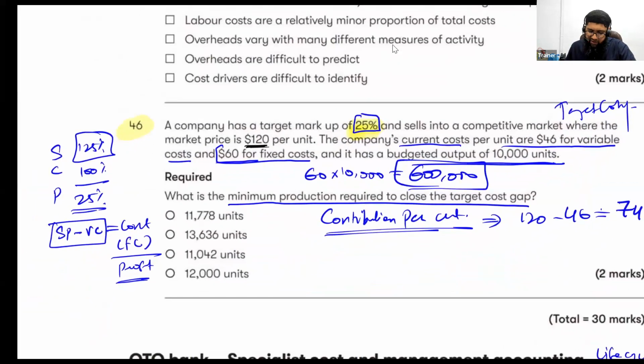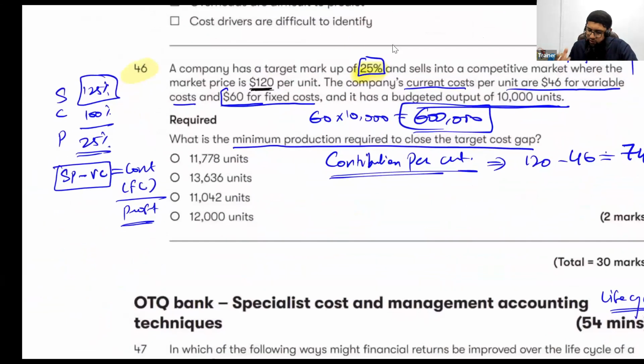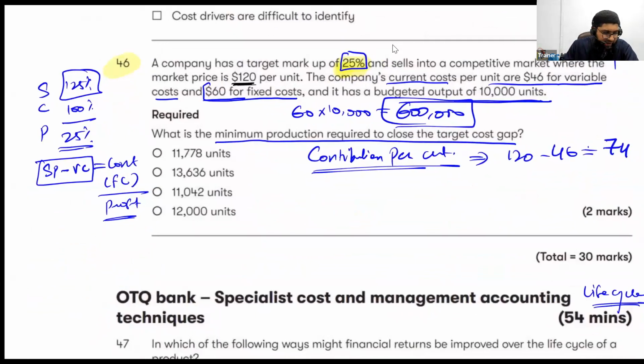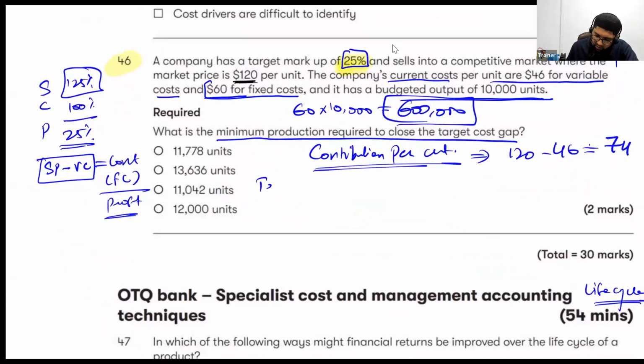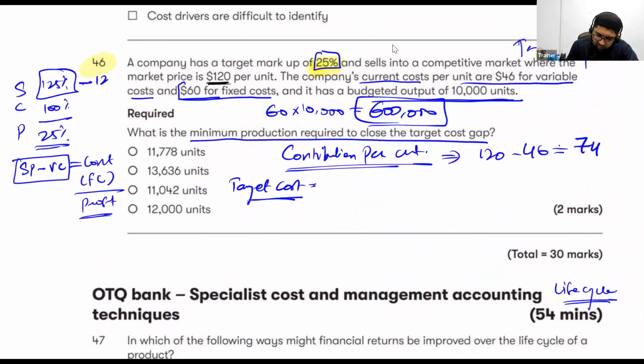So we know that sales is 125%, cost is 100%, profit is 25%. Now what do we need to do? We need to establish what exactly is going to be our target cost. How would you do it? The selling price right now is 120. So how much should the cost be? You would say 120 divided by 125 multiplied by 100. So 96 should be your target cost.